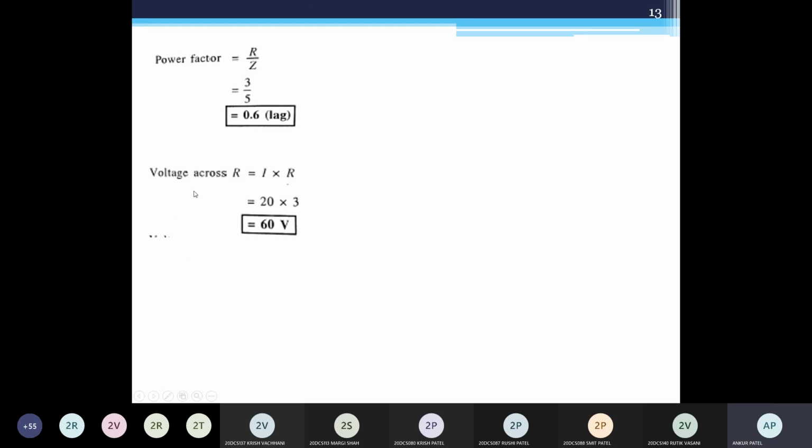Voltage across R, that is VR equal to I into R. So 20 into 3, 60 volt. Voltage across L is I into XL. So 20 into 4, 80 volt. Now draw the vector diagram.